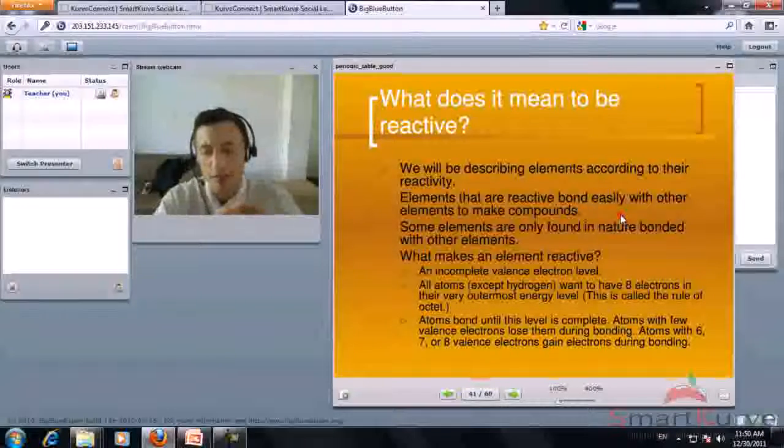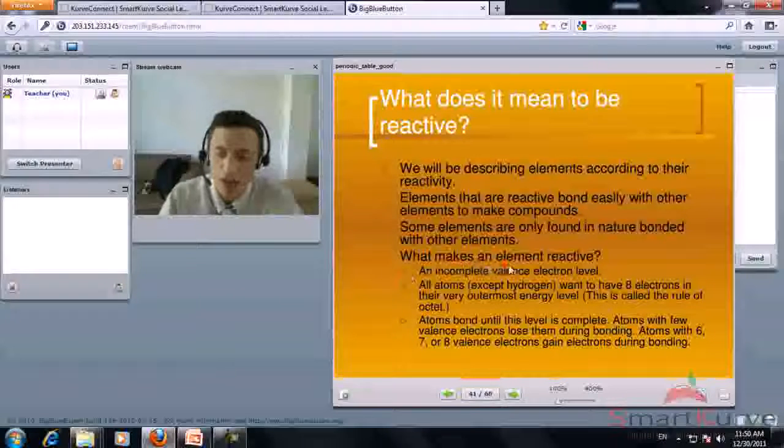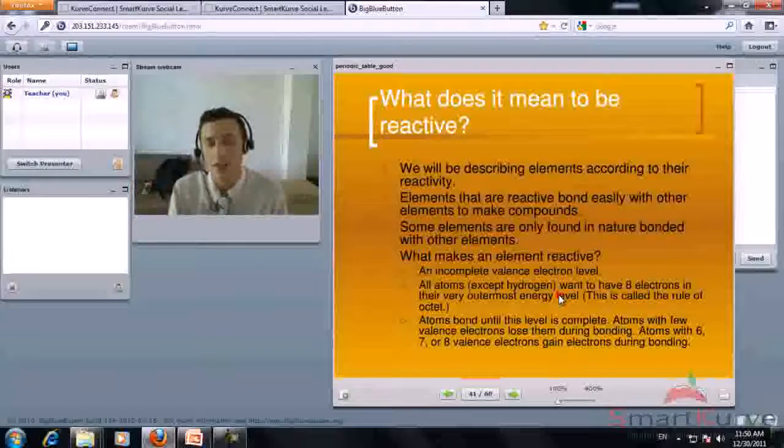What makes an element reactive? An incomplete valence electron level. The next 2 points are very important. All atoms except hydrogen want to have 8 electrons in their very outermost energy level. In that valence level, they want to have 8. This is called the octet rule. Atoms bond until this level is complete.